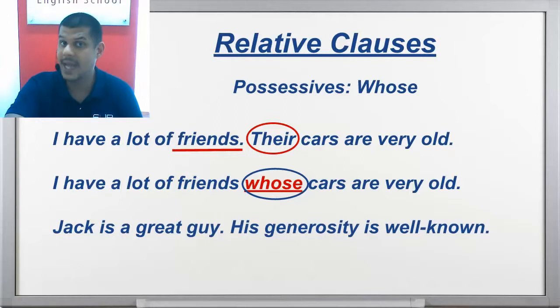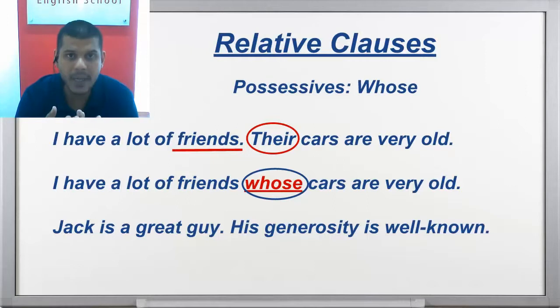Now let's take a look at the other example here. Jack is a great guy. This is one sentence. And then I have another sentence: His generosity is well known, right? So I have two sentences there and I want to put them together. But how can I do it?